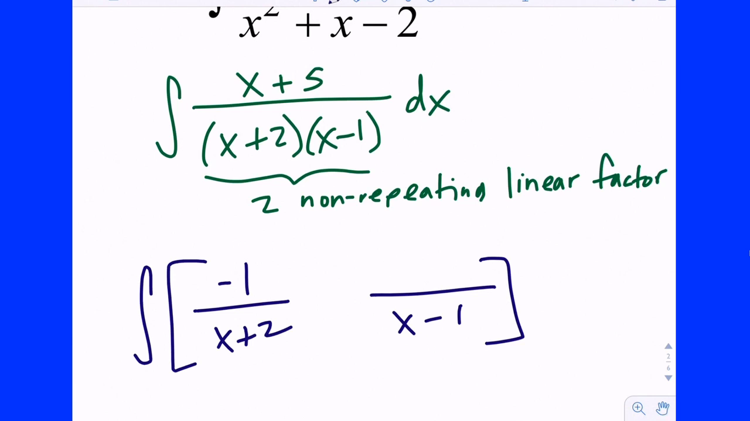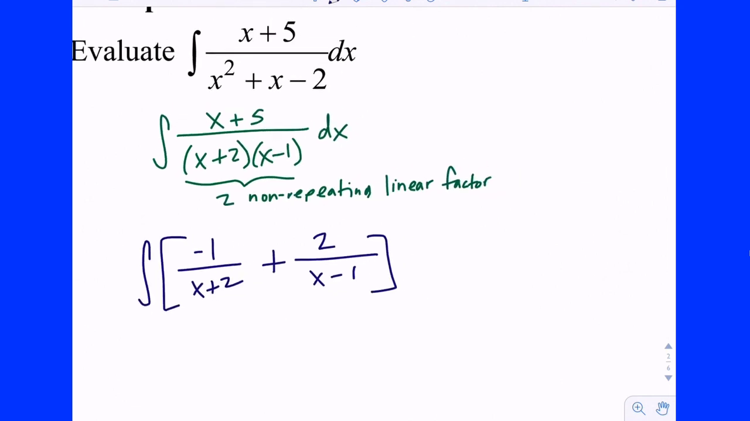And we do the same thing for the second one. What x value makes x minus 1 0? 1. Cover it up. Plug 1 into what's left, and you get 6 over 3, which is 2. Positive 2 becomes the new numerator for the second term, whose denominator is the factor you covered up in the line above.